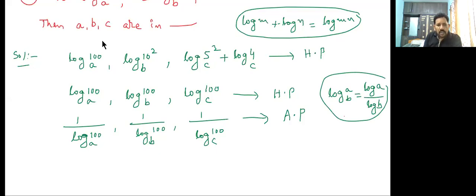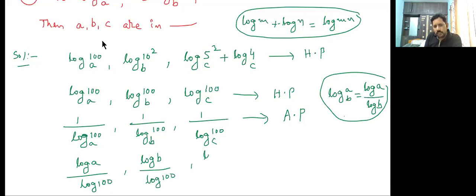The denominator log 100 by log A, so that is sent to the numerator. Overall, you will get it like this: log A by log 100, comma, log B by log 100, log C by log 100. Students, do you understand? These are in AP series.